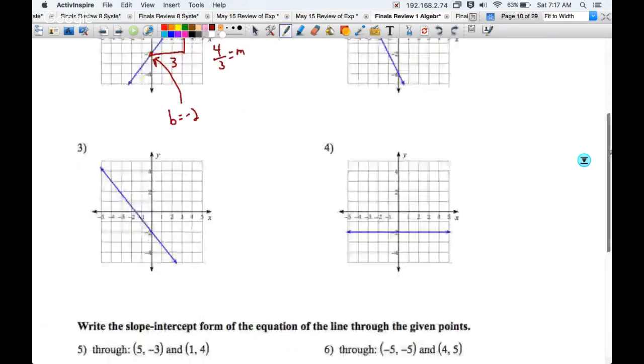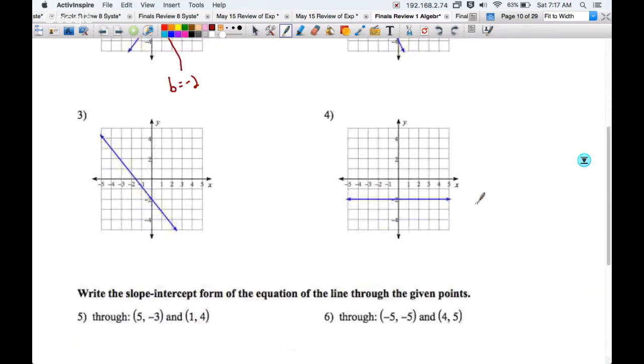All right. With just a horizontal line like this, it is just y equals -2. You have to remember y equals equations create horizontal lines.